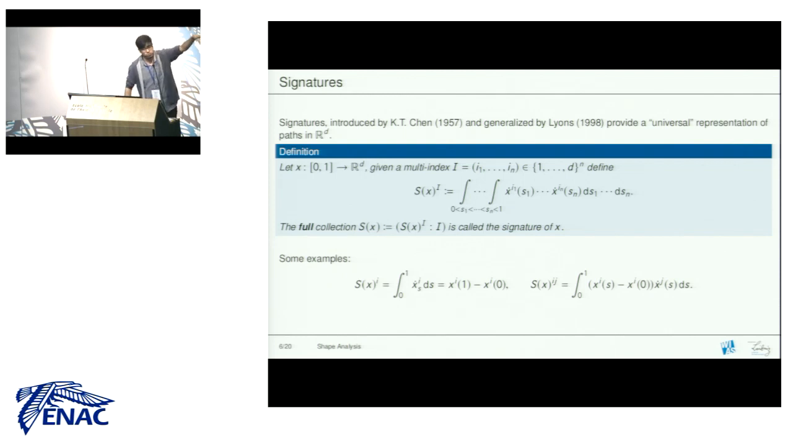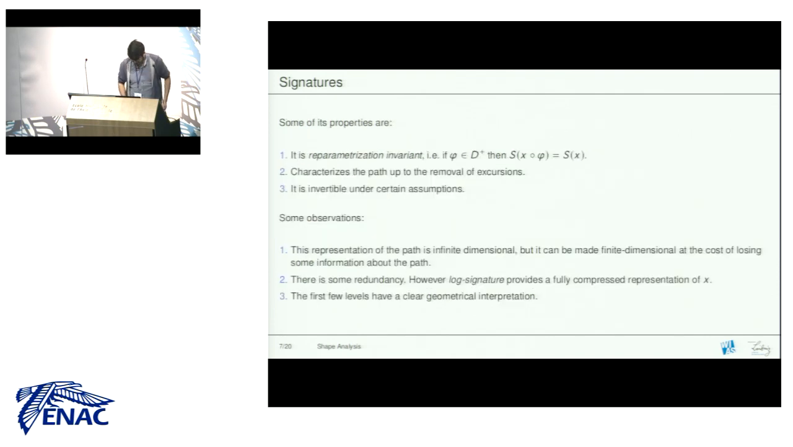So the higher you go, the more indices you take, the more accurate a representation you get, but if you stop at some point, then you lose some information. To characterize the path, you really need all of them. Okay, but this is not very amenable to computations, right? Because you cannot store this in a computer. So in practice, you have to truncate.